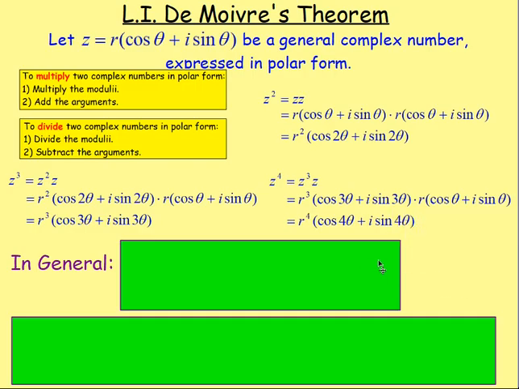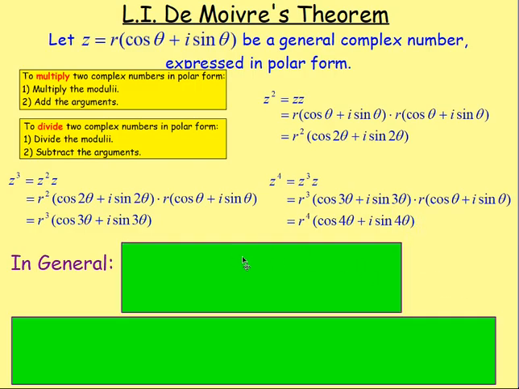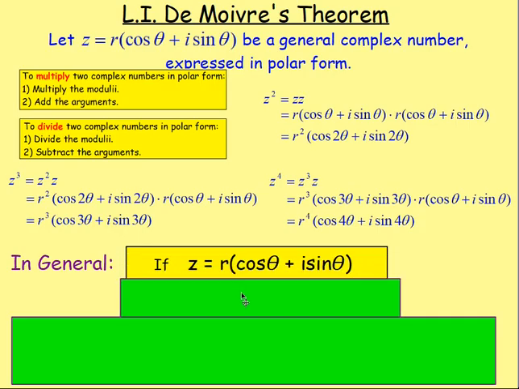If you have a complex number expressed in polar form, so if z equals r bracket cos theta plus i sine theta, how would you work out, say, your z to the power of 5? What do you think that would be? Or if it was z to the power of 6, what would that be? You're noticing the pattern.